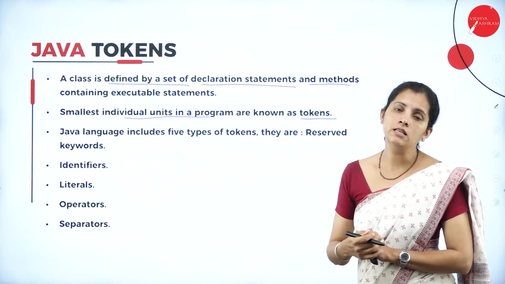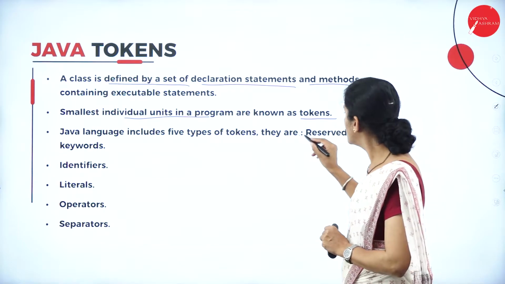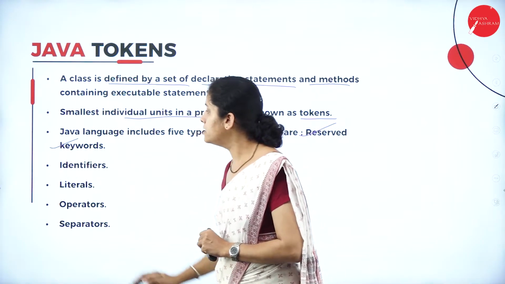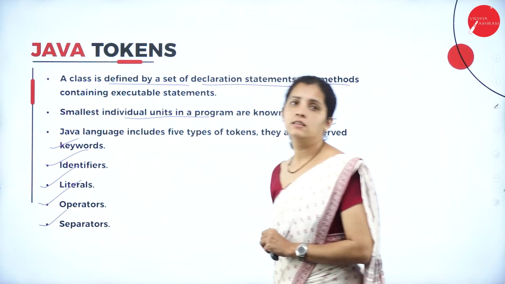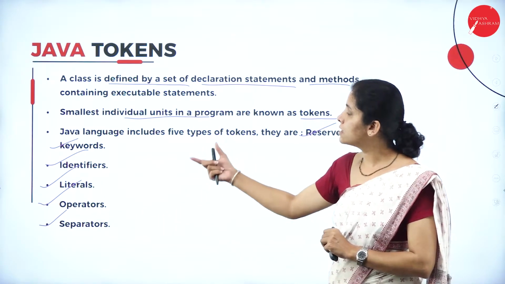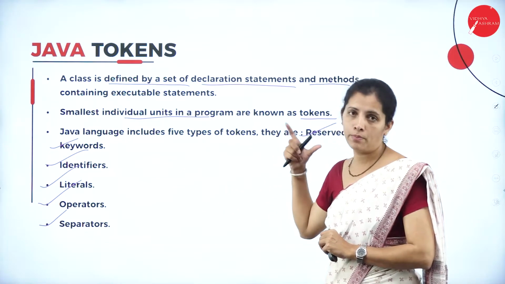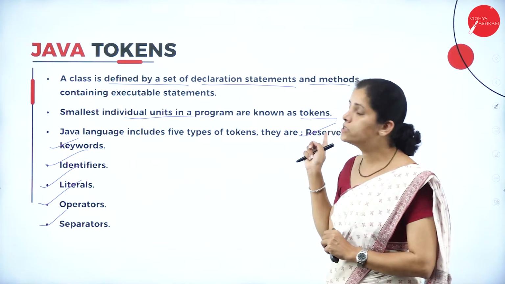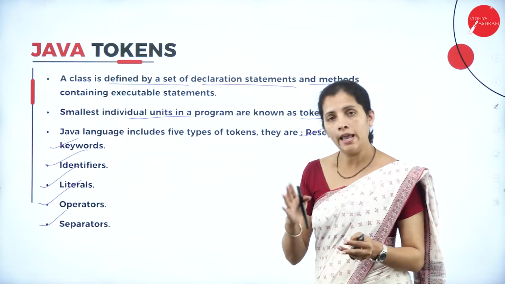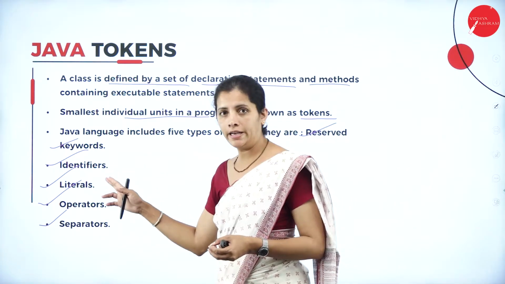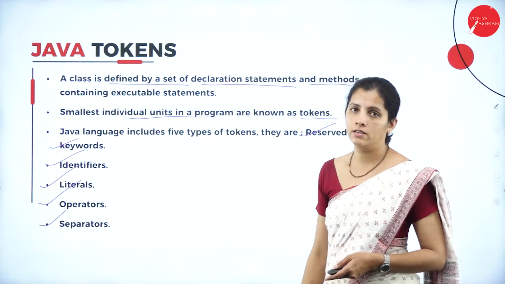And if I consider the Java programming language, I am going to have reserved words, keywords, identifiers, literals, operators and separators. So these are the tokens. What tokens am I going to have under a Java program? That is nothing but reserved words. So here reserved words are nothing but the keywords. Along with that, I am going to have identifiers, literals, operators as well as separators.